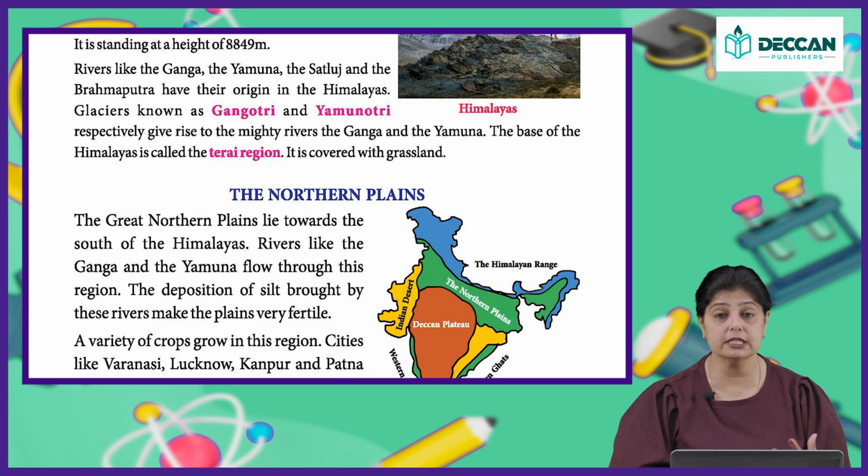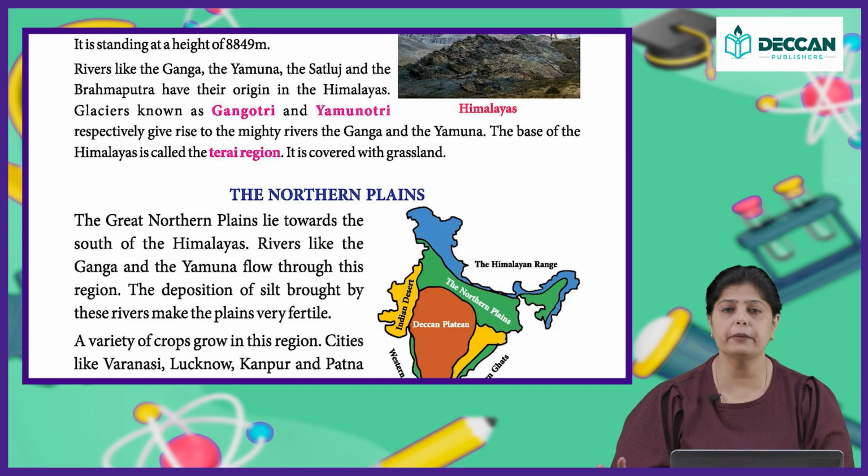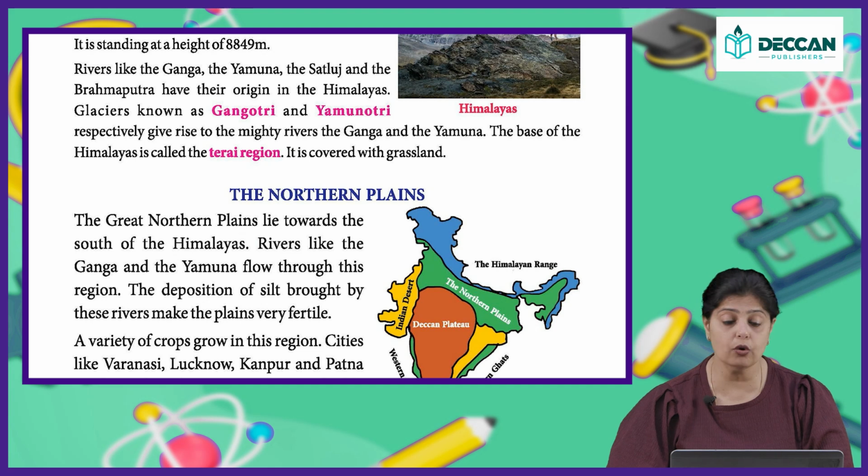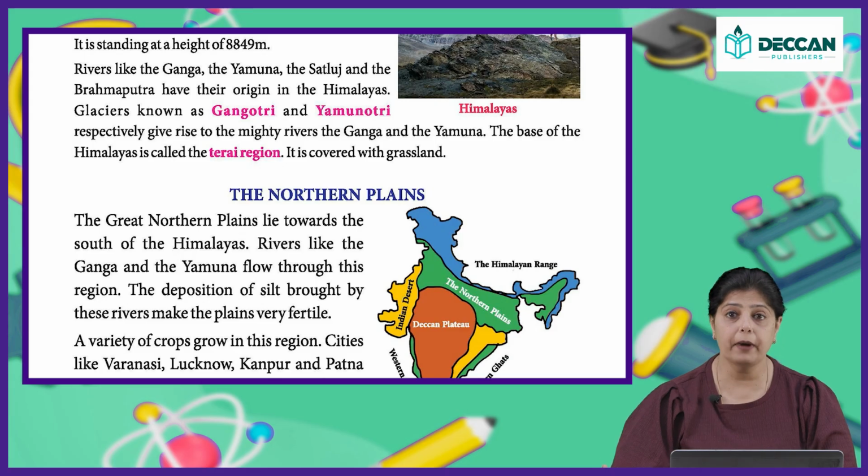So these rivers begin from the Himalayas. Glaciers known as the Gangotri and Yamunotri respectively give rise to the mighty rivers, the Ganga and the Yamuna. So you have glaciers. Glaciers are made of snow. So when these melt, they convert into rivers. The glaciers known as the Gangotri and Yamunotri, the rivers that flow from them are the Ganga and the Yamuna.